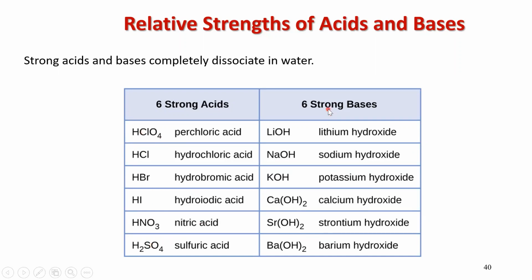Now, strong bases, they 100% dissociate in water. Lithium hydroxide, sodium hydroxide, potassium hydroxide. These are all hydroxides that have alkali metals as their cations. Put them into water, they 100% break up into ions. They're strong electrolytes. Calcium hydroxide, strontium hydroxide, and barium hydroxide are also considered to be strong bases. And these are alkaline earth metals with hydroxide.